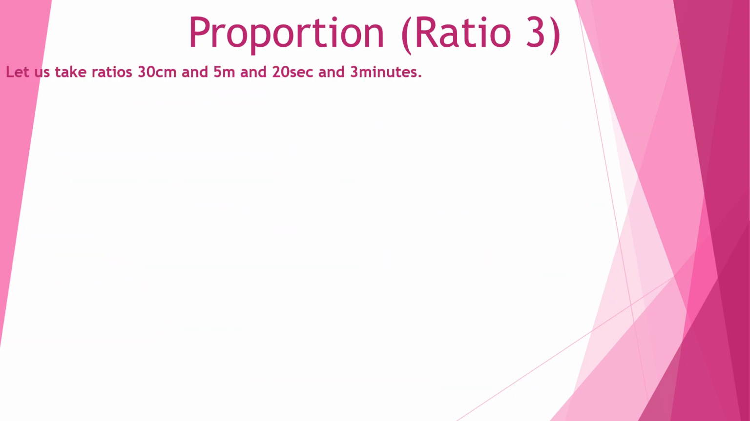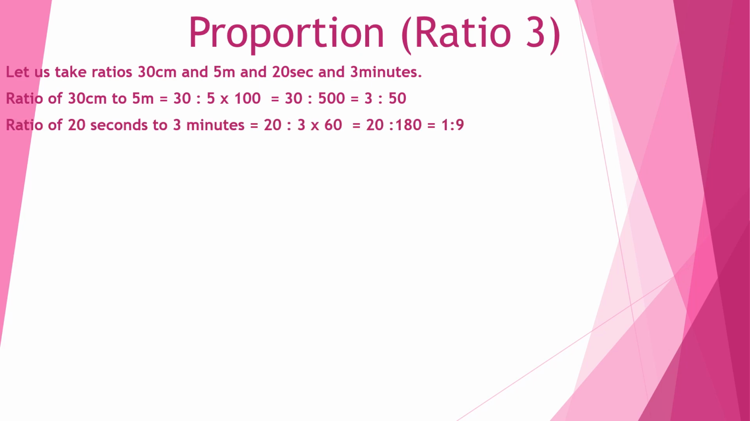Let us take ratios 30 centimeters and 5 meters and 20 seconds and 3 minutes. Ratio 30 centimeters to 5 meters is equal to 30:5 multiplied by 100. We've changed meters to centimeters. So 30 by 500 is equal to 3:50.